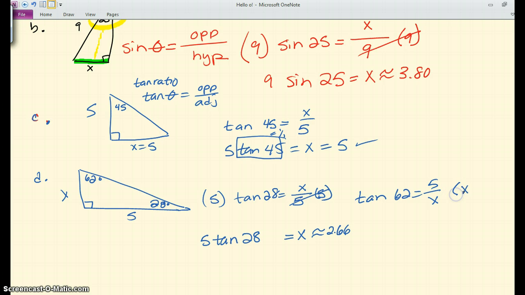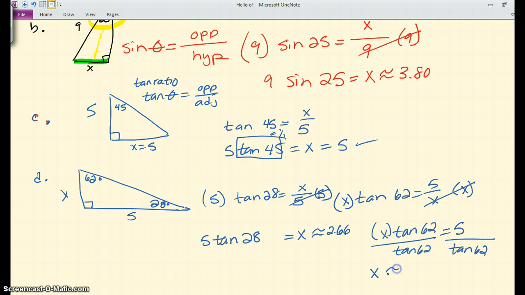Now, if you like the extra steps, we can reduce x over x to a value of 1, but now I've got to divide both sides by tangent of 62. X times the tangent of 62 is equal to 5. Divide both sides by tan 62 in order to isolate x. X is approximately 5 divided by tangent 62. I'd better get 2.66, and I do. Still approximately 2.66. So you've got some flexibility here.